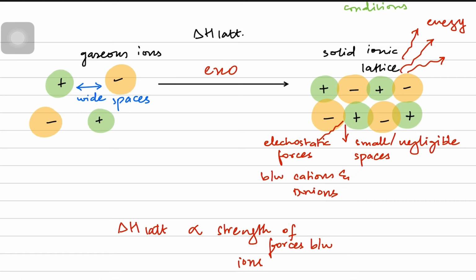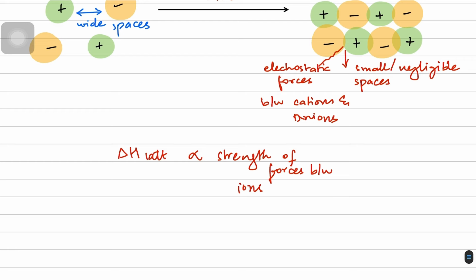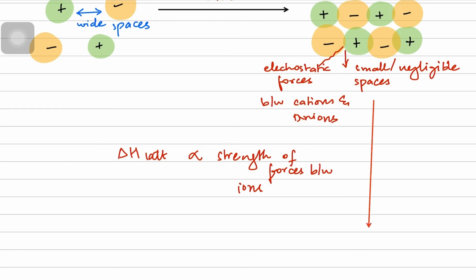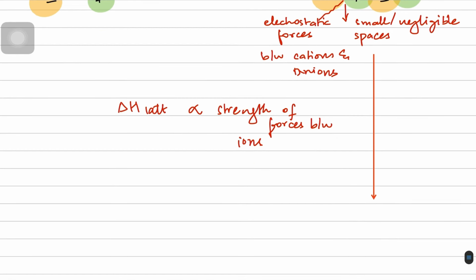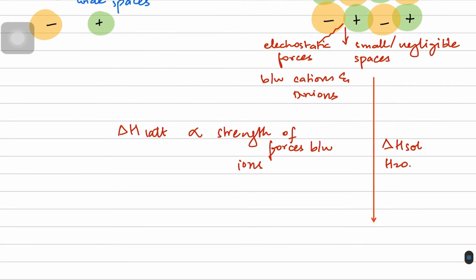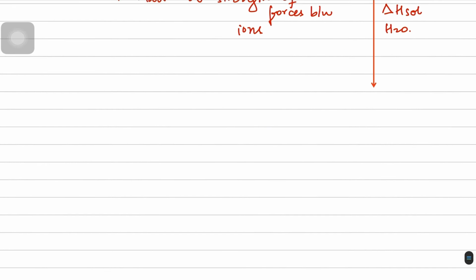We talked about another value, which was the solution enthalpy. Remember, we would add some water into the ionic lattice, and we would call it the enthalpy for solution. So why is solution enthalpy also negative? Why dissolving the substance in water also behaves exothermically?